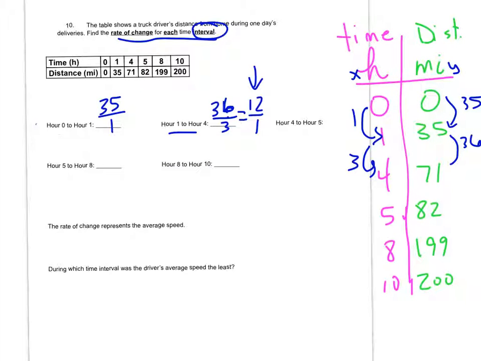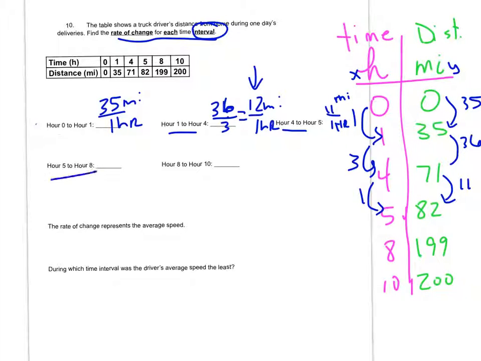That's what we want. Now look at hour 4 to hour 5. Hour 4 to hour 5, that's a change of 1. Well, to go from 71 to 82, that's 11. So this is going to be 11 to 1. So 11 miles. Now when it says rate of change, remember this is in miles and this is in hours. So 12 miles, 1 hour. I don't have enough room here, so I'm going to put 11 miles, 1 hour.